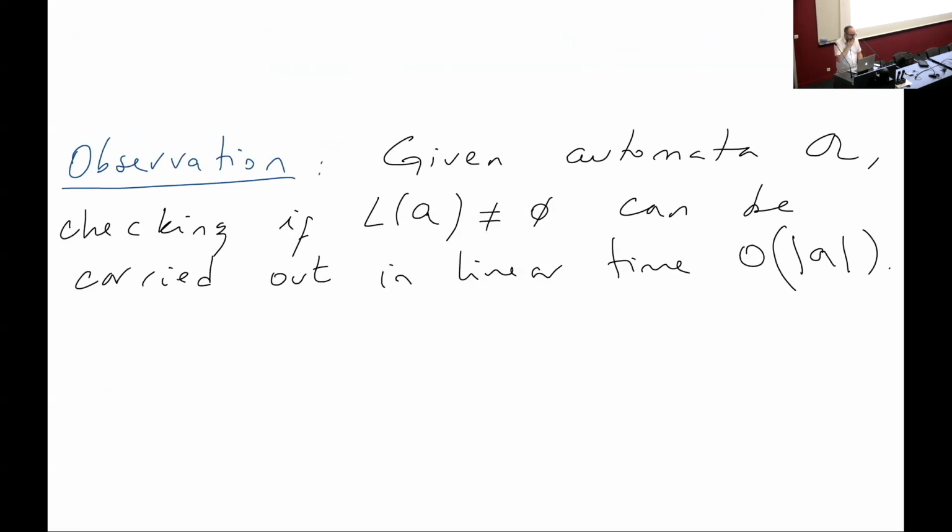And in fact, given an automaton A, checking whether this automaton accepts some word is not only in NL, but can be solved in linear time using standard structures. With depth first search, we can do it in linear time in the size of the automaton, that means the number of states plus the size of the transition relation.